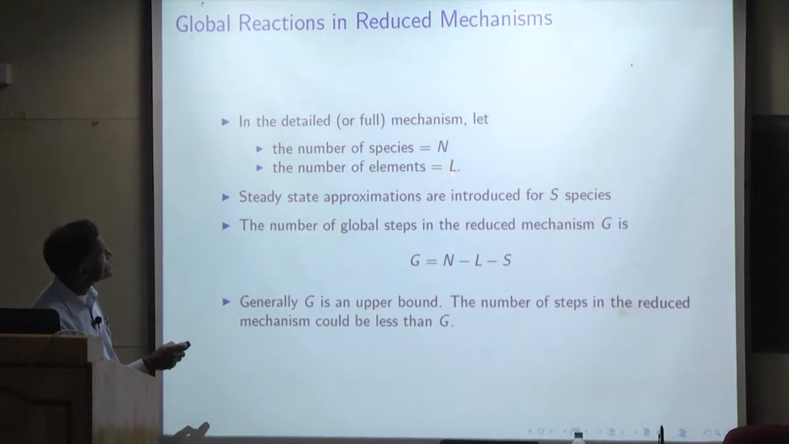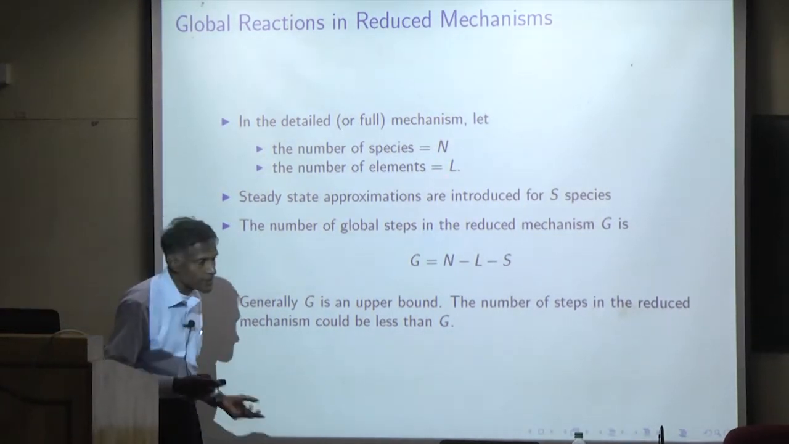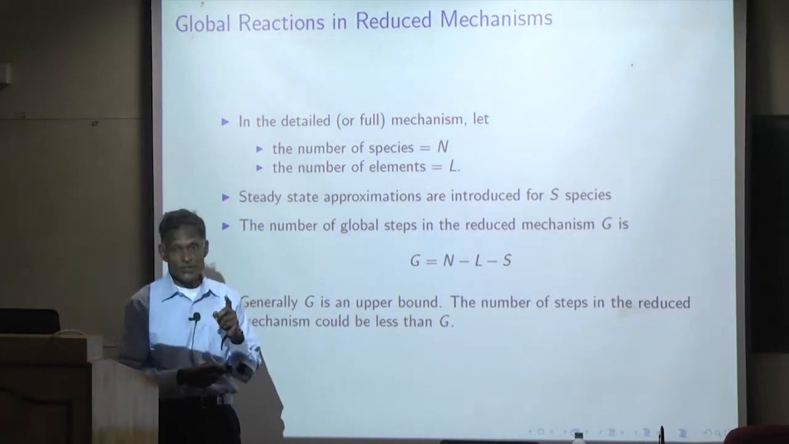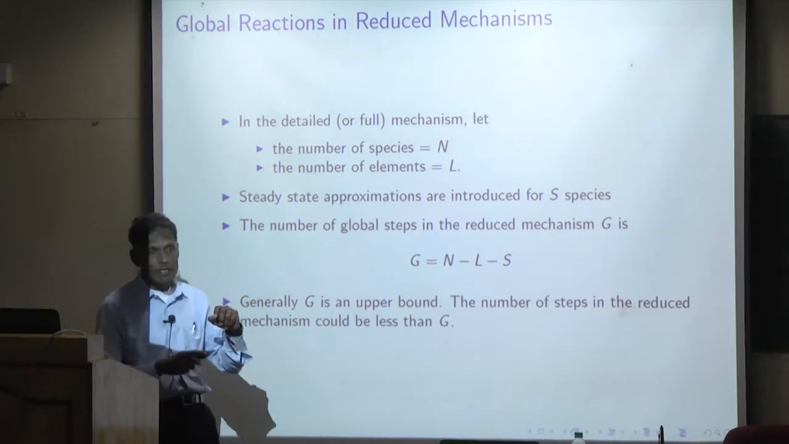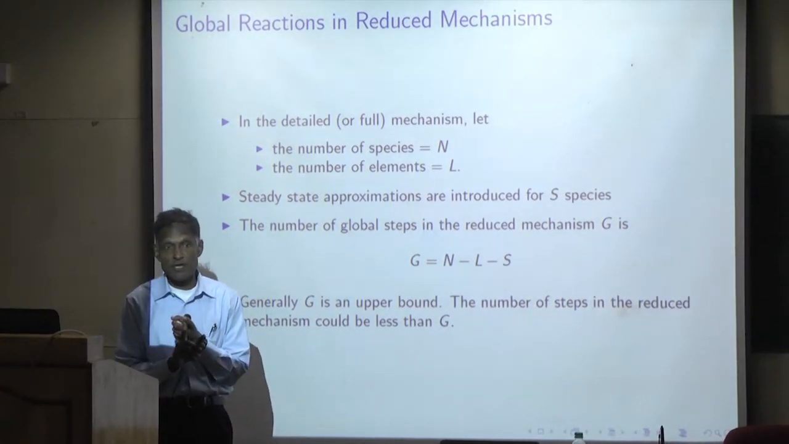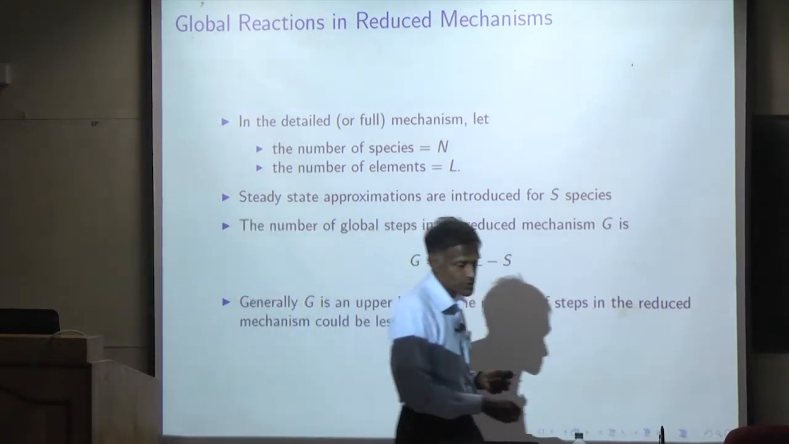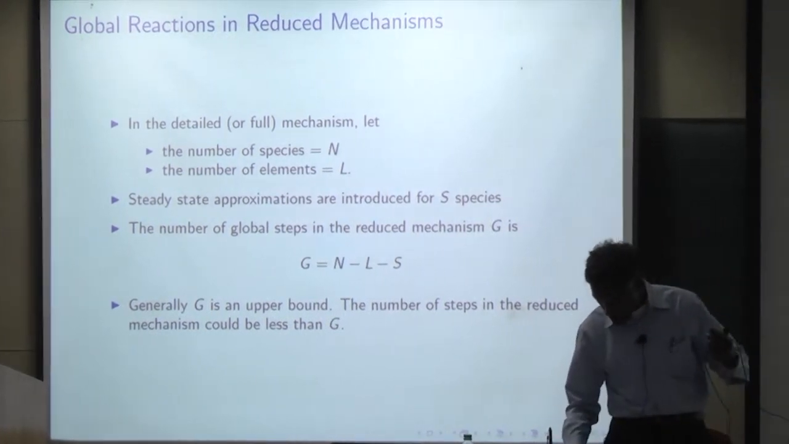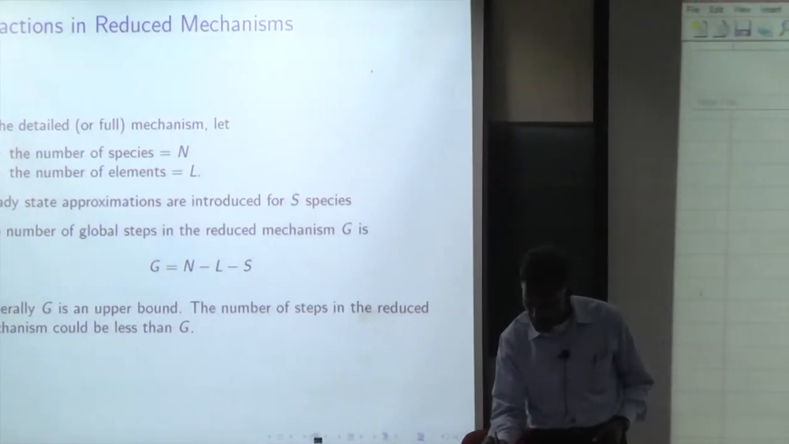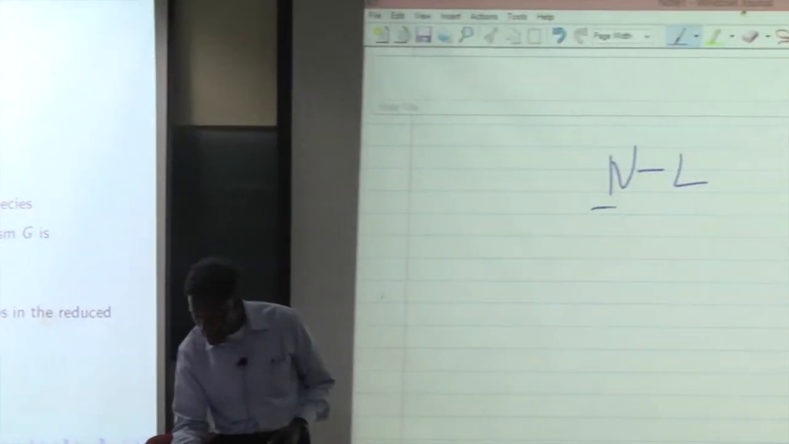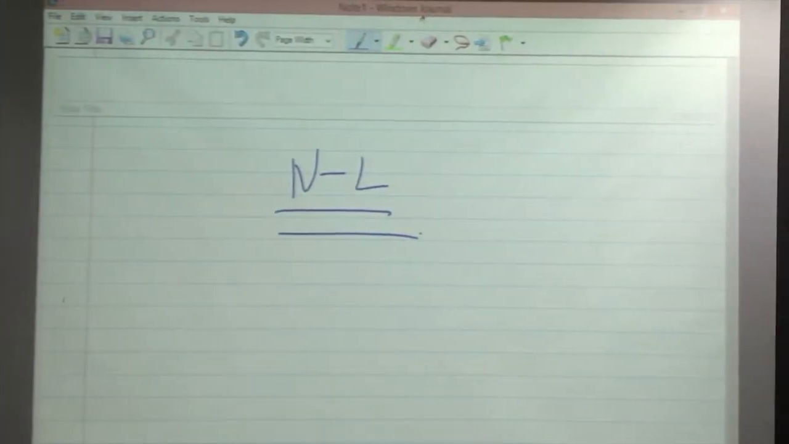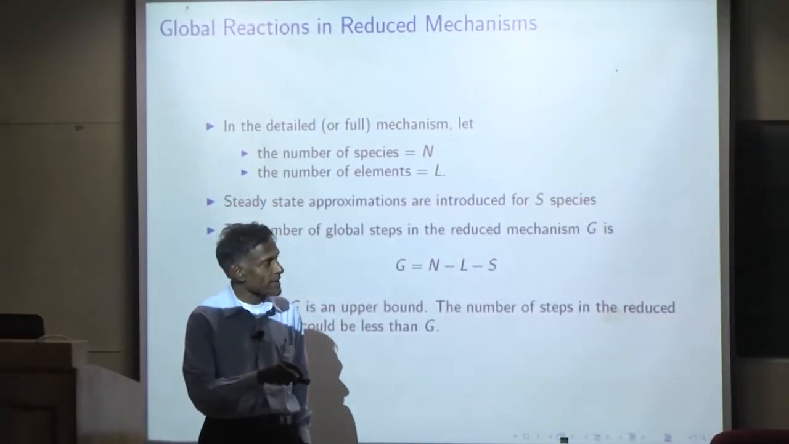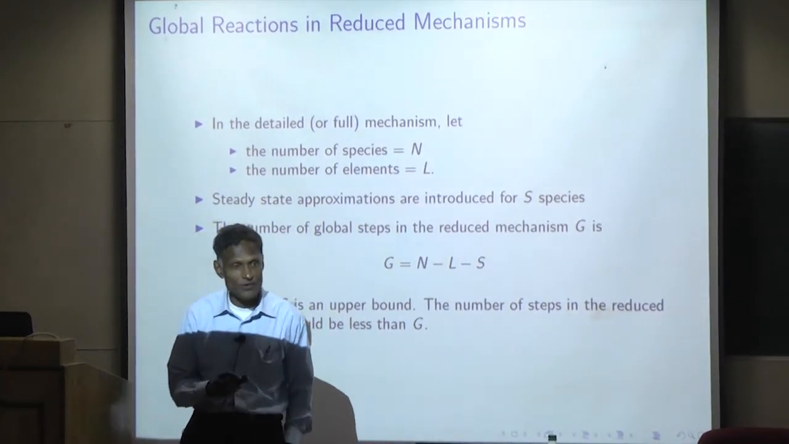Now let's say you take this full mechanism, since there are L elements, the question is how many independent species conservation equations can I use? I can write only n minus L species conservation equations. So the number of species conservation equations is n minus L. So any detailed mechanism made up of n species is actually a reduced mechanism made up of n minus L steps. That's the first thing I want to let you know.